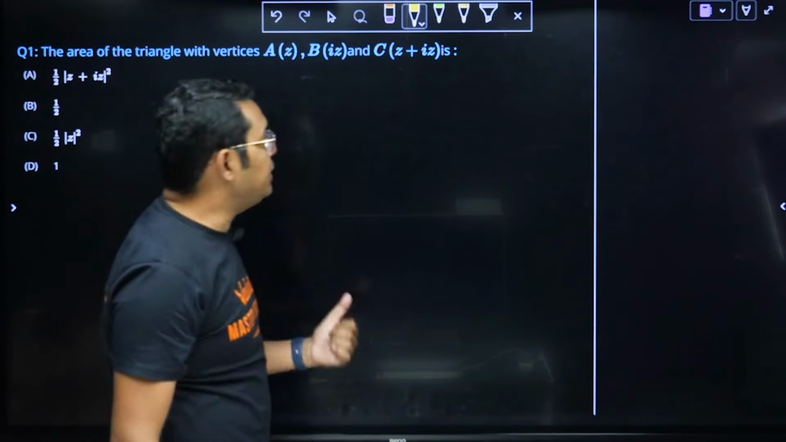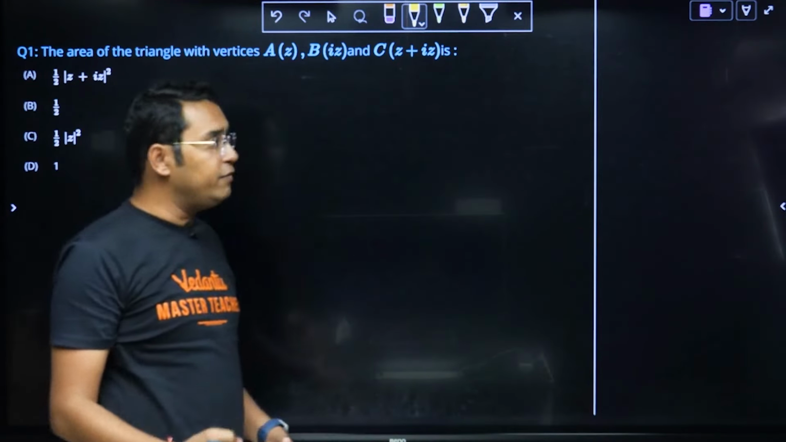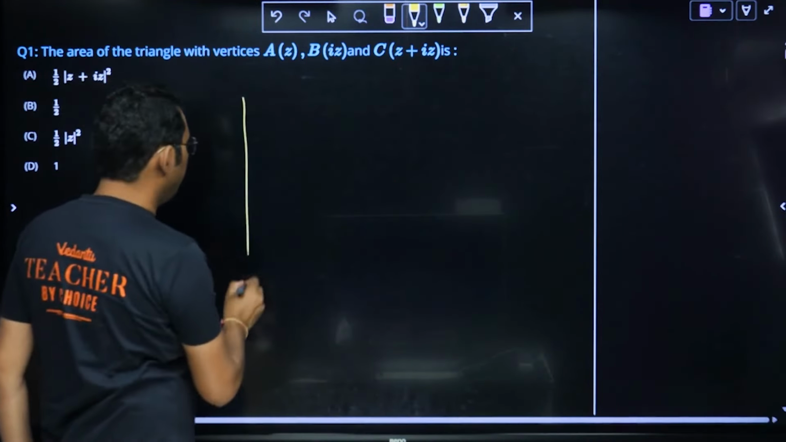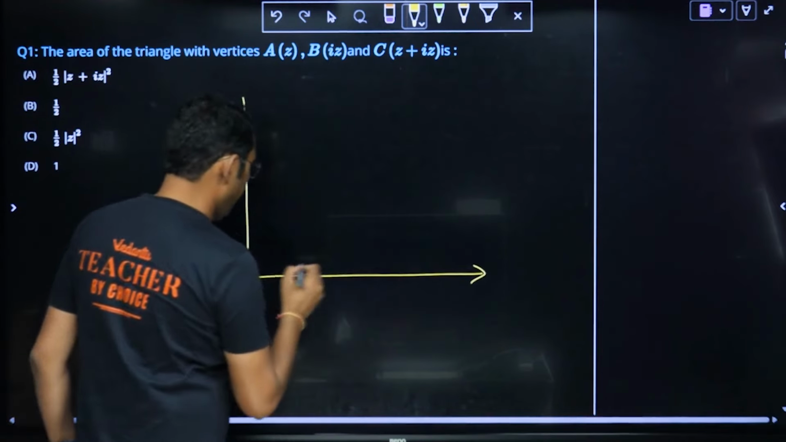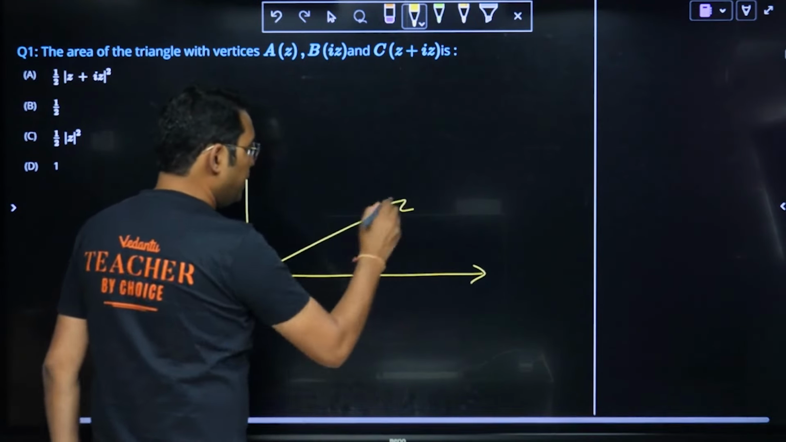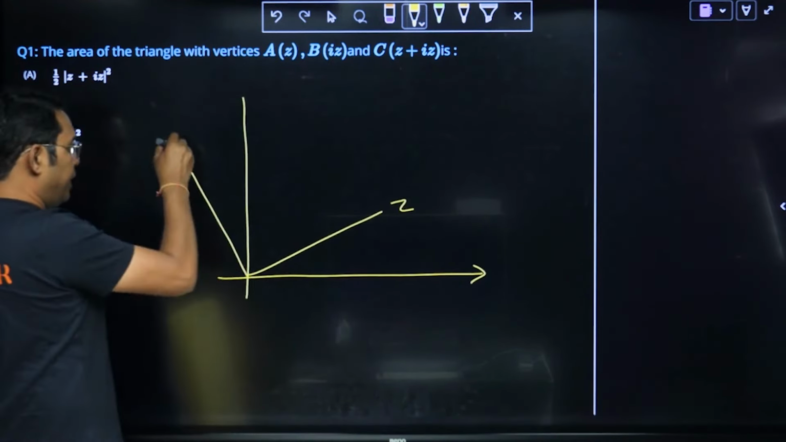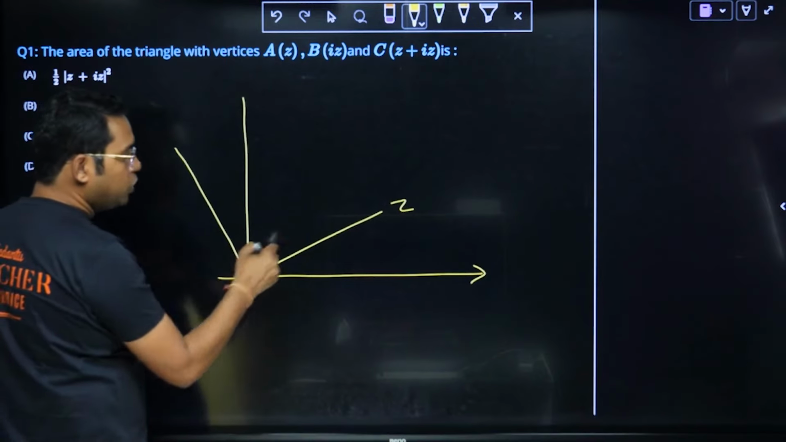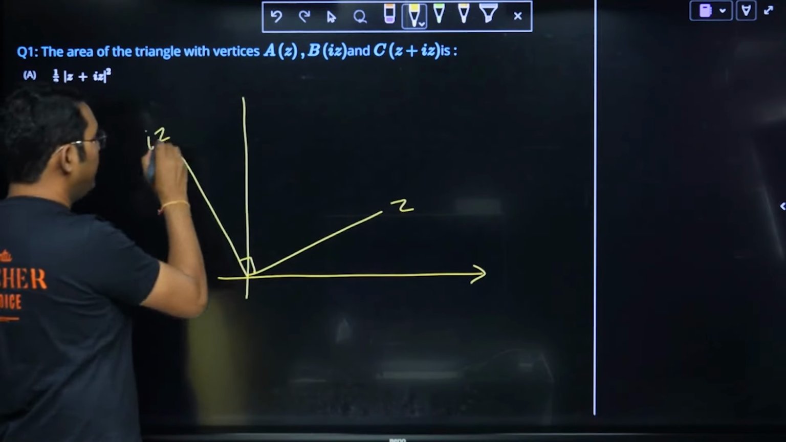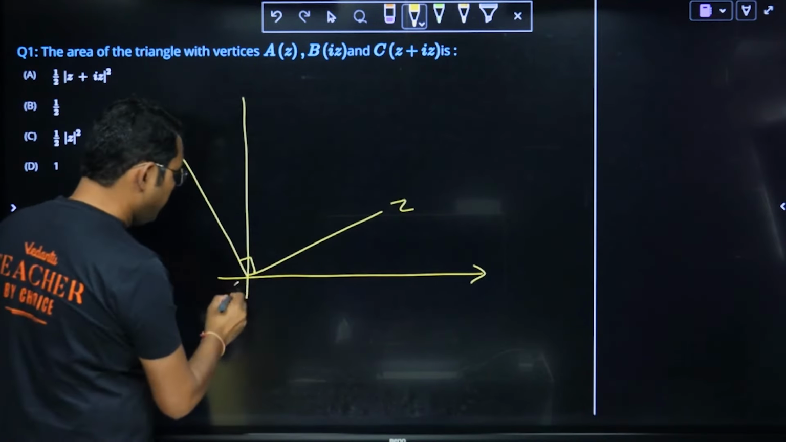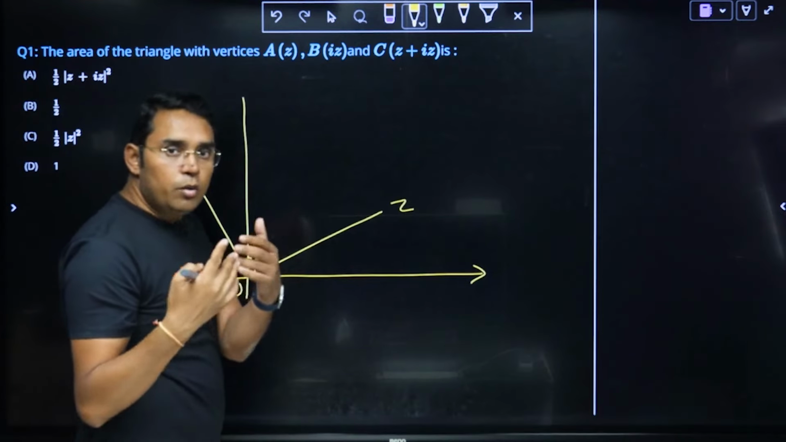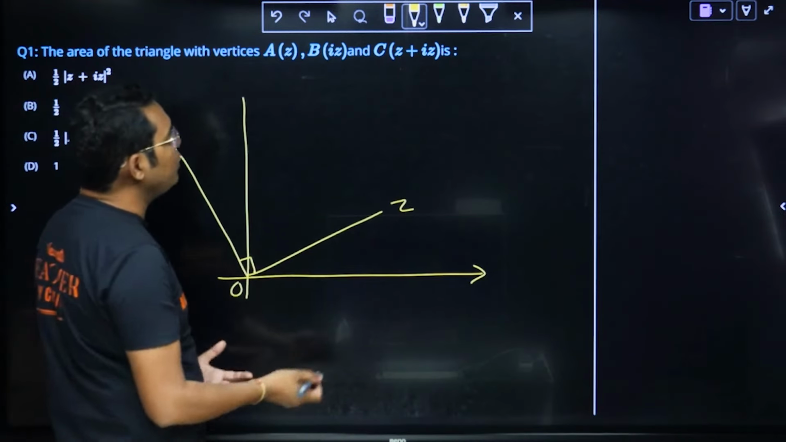In this, we are asked the area of a triangle whose vertices are given by z, iota z and z plus iota z. Please see, if you have z somewhere here, then iota z is at 90 degrees to this z, but with the same magnitude, because you are just multiplying by iota, so the distance from the origin will not change.